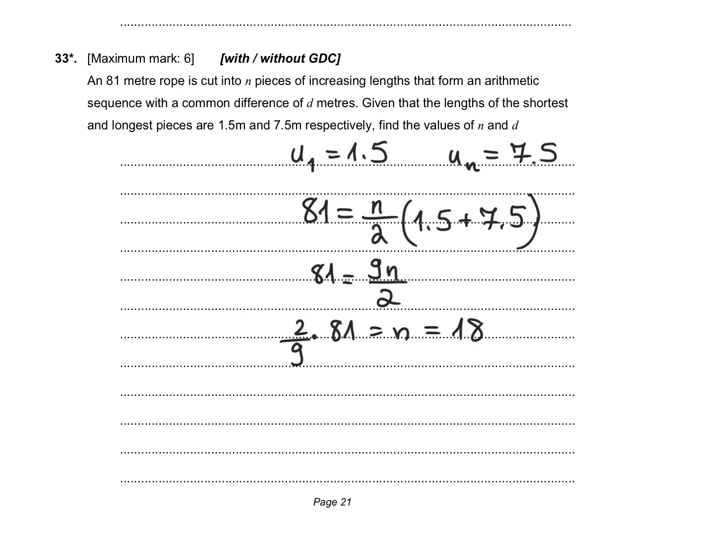And then to find d, we can use the fact that un equals u1 plus n minus 1 times d. Oh, and we have n is 18 actually, so this is 17d. So when we subtract 1.5, we're going to get 6 is 17d, so d is 6 over 17.